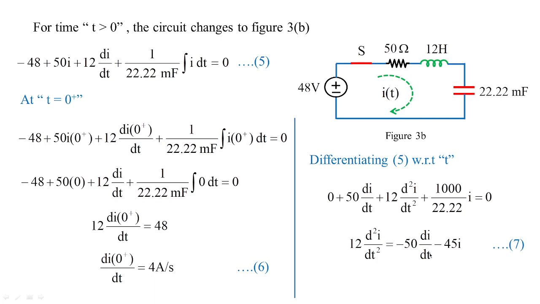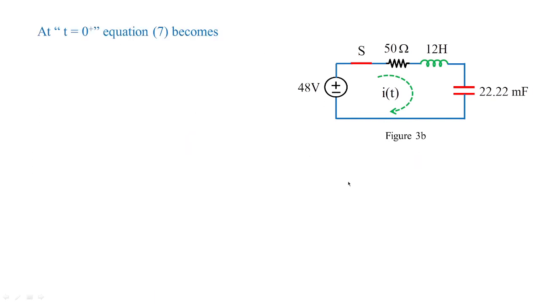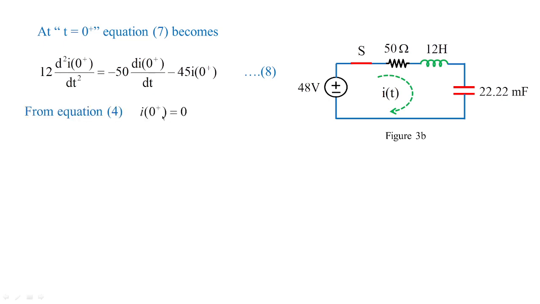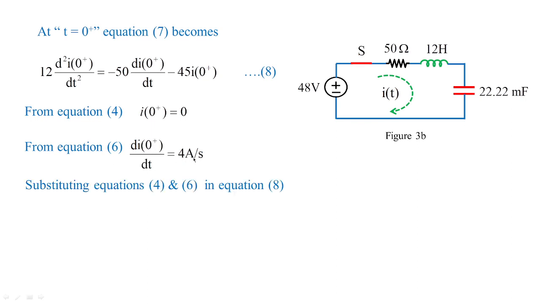Now just substitute the value of di of 0 plus by dt, whose value is 4 amperes per second, and I of 0 plus is always 0 for this circuit. So I am substituting these values. This equation 7 becomes in this fashion, and we know that I of 0 plus is 0 and di of 0 plus by dt is 4 amperes per second. Substitute equations 4 and 6 in equation 8.